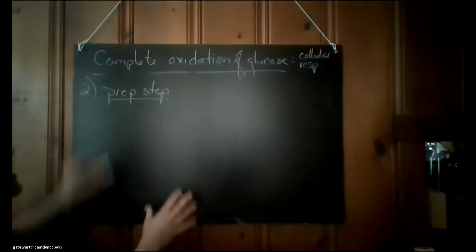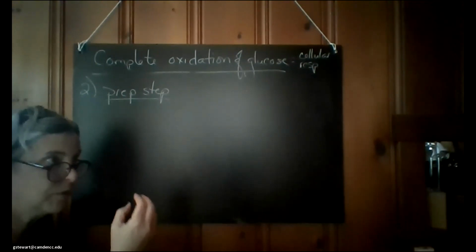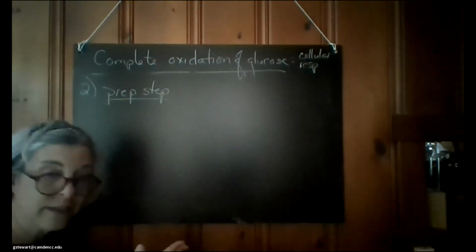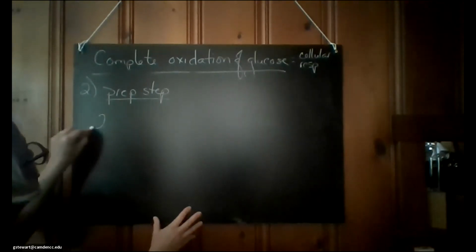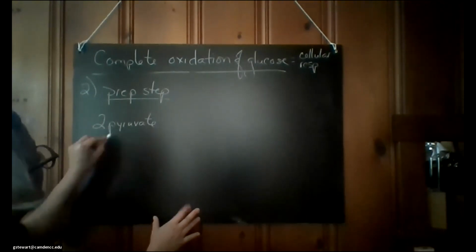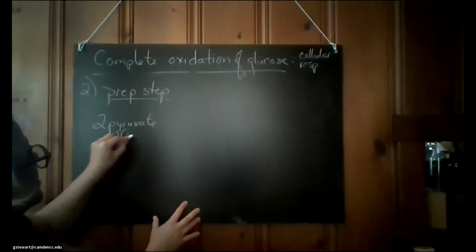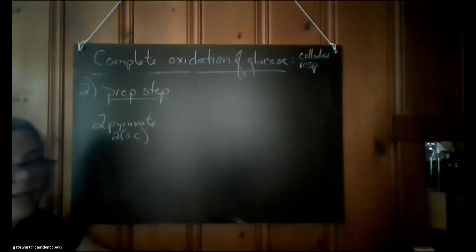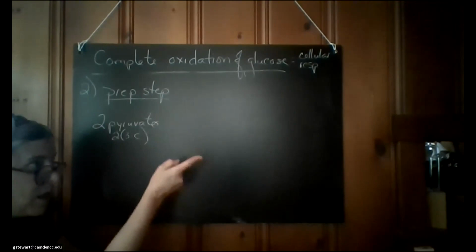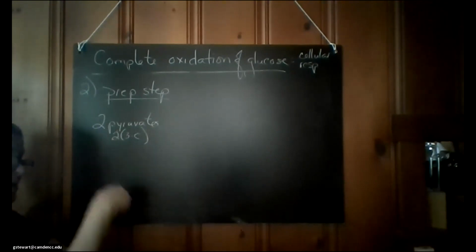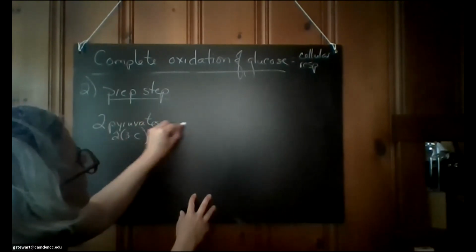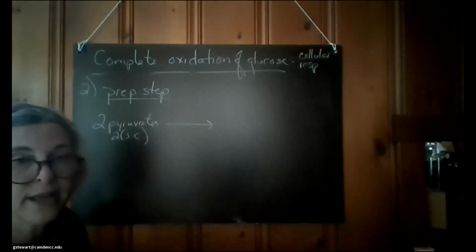Okay? And the starting molecule for the prep step is going to be what we had as the ending molecules for glycolysis. So I'm going to write 2 pyruvates here. Right? 2 3-carbon molecules, right? 2 pyruvates. That was the ending molecule from glycolysis. It's going to become the starting molecule for the prep step. And we have a single 1 enzyme.